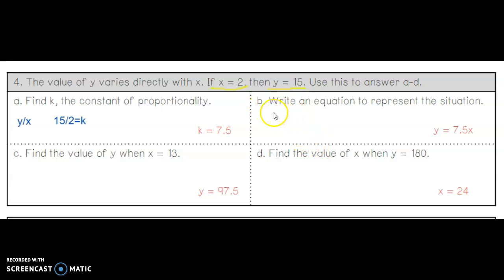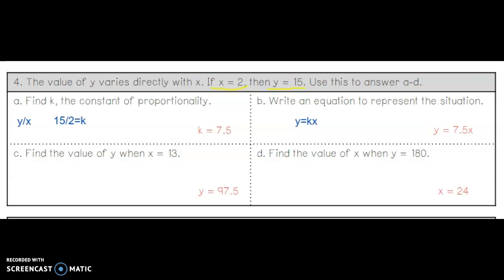B, write an equation to represent the situation. Your equations for this whole lesson are going to be y equals kx. So you simply take the k that we found in question A and substitute it in for k in your equation. So your equation is y equals 7.5x.